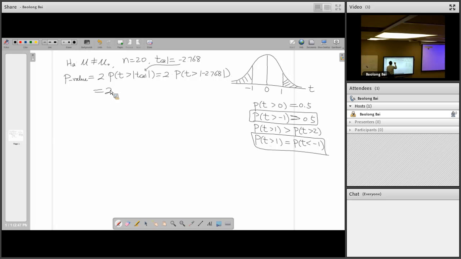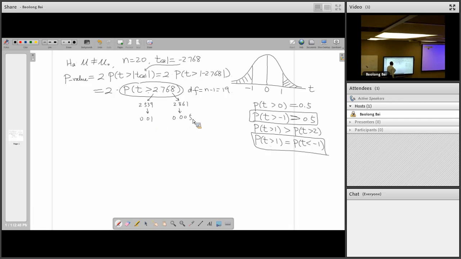So then this will be 2 times probability of t greater than absolute value of a negative number will become a positive number, right? So this becomes positive 2.768. Now, this probability is something we can look up the t-table, and the sign is consistent with the t-table, very good. Then we need to know the degree of freedom, which is n minus 1, 20 minus 1 is 19. So with 19 degrees of freedom, check on the t-score 2.768. The closest neighbors will be 2.539 and 2.861. The corresponding probability for the two neighbors will be 0.01 and 0.005.